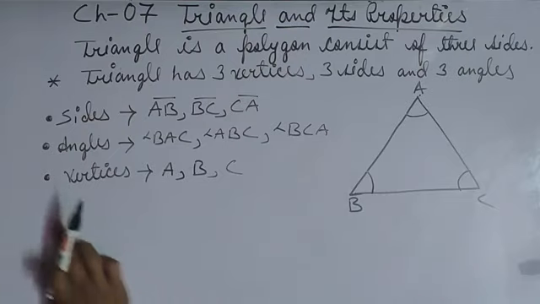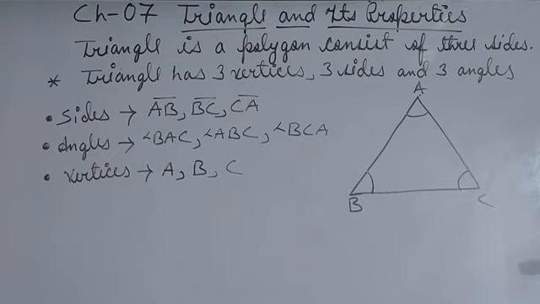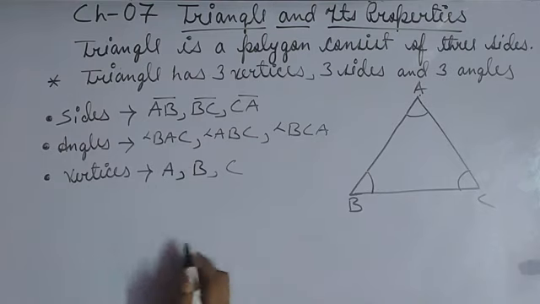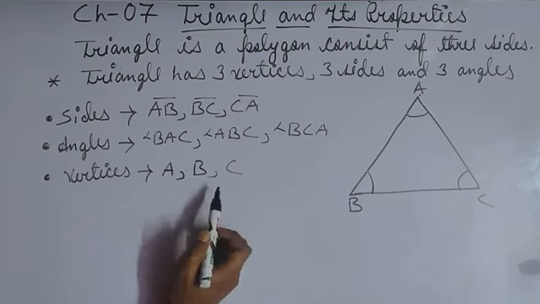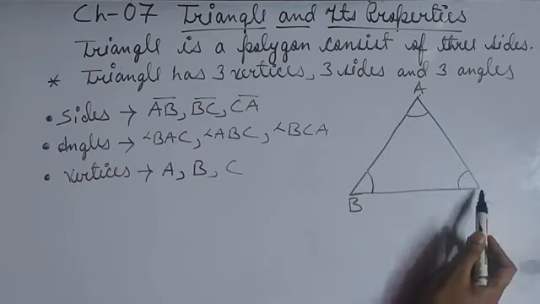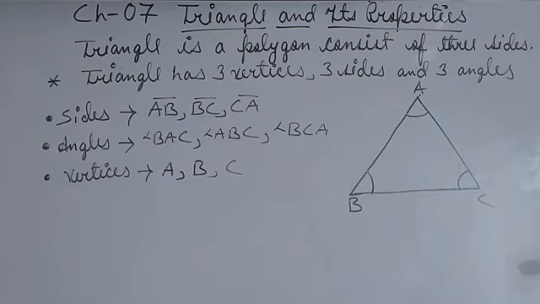Now, the vertices, which is also known as vertex. Vertex is for single and vertices for more than one. So the vertices, that is the corners, we call it also what? Corners. So there are three corners in this triangle ABC. Which is corner 1, which is also known as vertex A. Then this is vertex B, and this is vertex C. So this is all about a triangle. A triangle is a polygon which consists of three sides. It has three vertices, three sides and three angles.